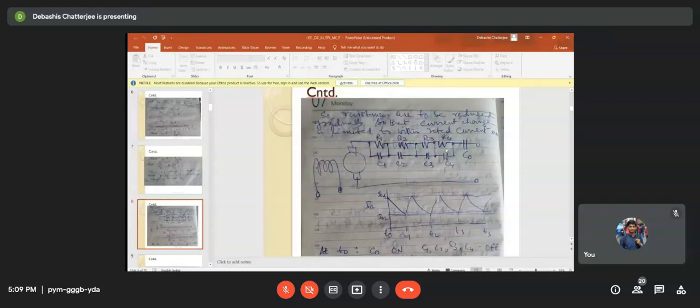What is going to happen? The current path will be through C0, R4, R3, R2, and through C1, not through R1, because there is a short circuit with R1.